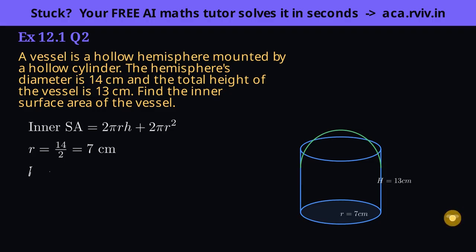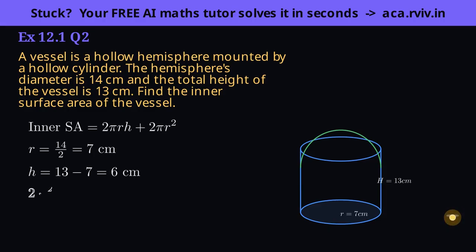The total height, 13, is measured to the bottom of the ball. The hemisphere's own depth equals its radius, 7, so the straight cylinder takes what's left, 13 minus 7, 6 centimeters.